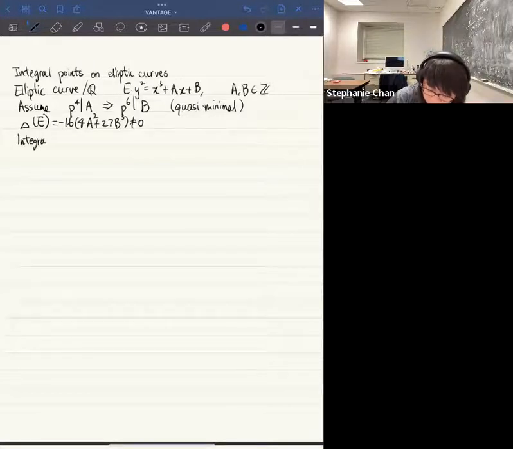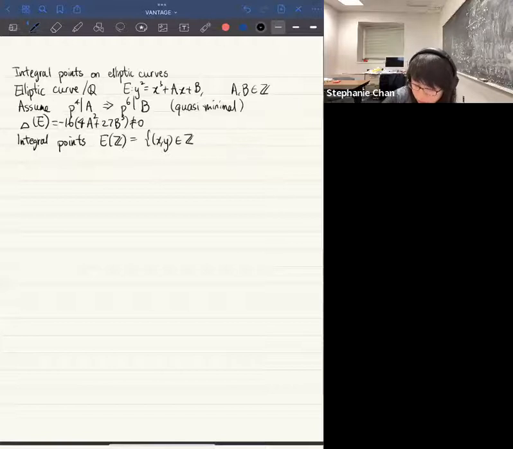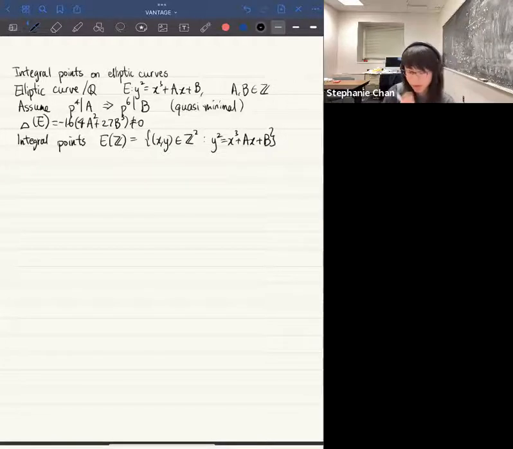The integral points on this curve, I'll write as E(Z). They are actually rational points on the curve, but with x and y coordinates being integers. This set changes if you decide to transform the Weierstrass model into something else. If you do any rational transformation, the integral points may not stay as integral points. On the other hand, you might have rational points that become integral by rescaling the model.